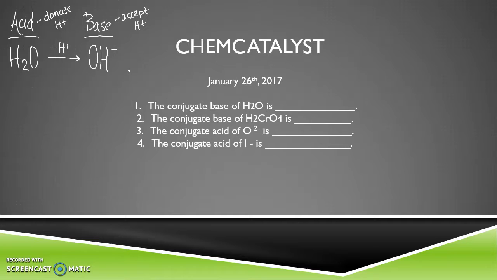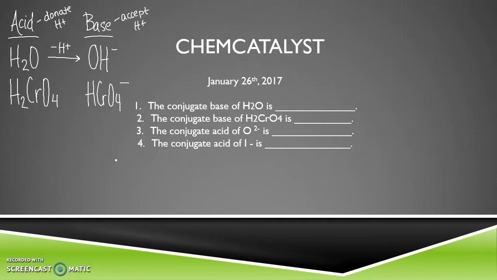This next one, H2CrO4. Again, we're told we're looking for a conjugate base, so we must have started out as an acid. For both of these, they both had two hydrogens, but remember, we're only going to lose one at a time. So when we lose this one, very similar. Now we only have one hydrogen. The rest of it stays the same. And our charge goes from being neutral, no charge, down one to being negative.